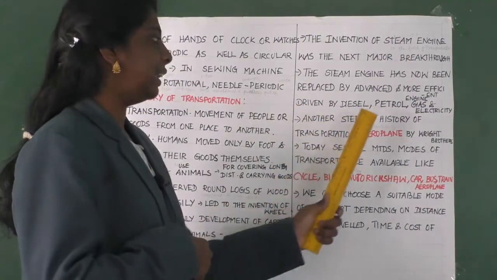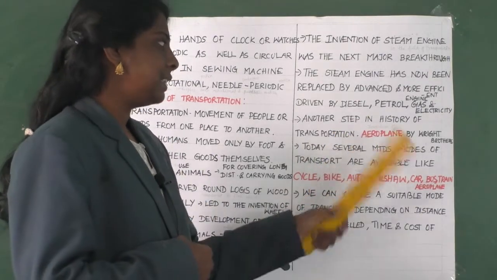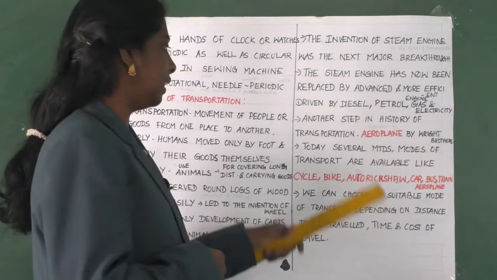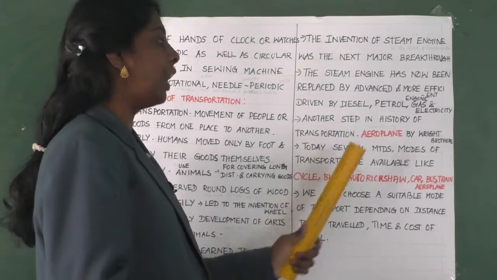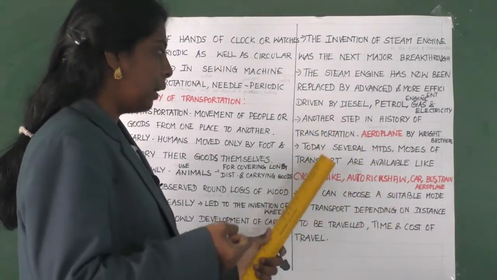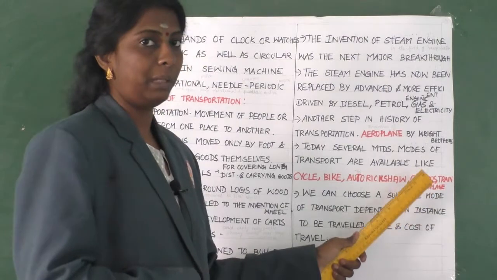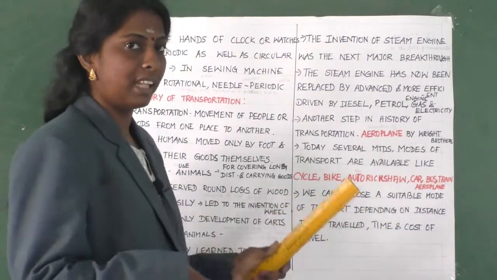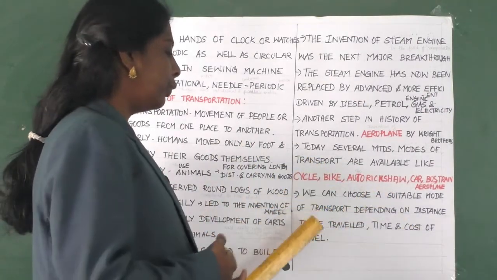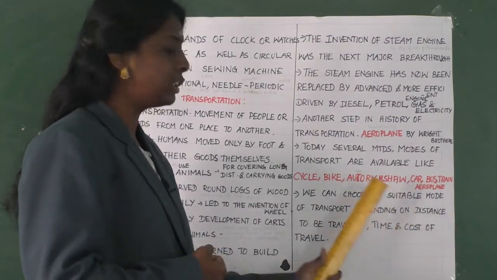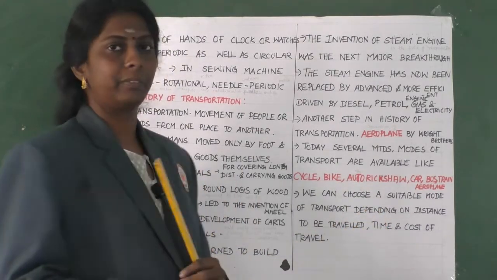Another step in the history of transportation is the invention of the aeroplane by the Wright brothers. Today several modes of transport are available like cycle, bike, auto rickshaw, car, bus, train, aeroplane. So many modes of transport are available, so that we can choose a suitable mode depending on the distance to be traveled, and the time and cost of travel. Clear, children?